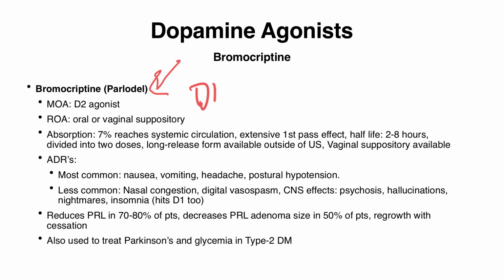Generally, most people respond to a decrease in dose of bromocriptine, or they can be switched to the next medication we talk about. Bromocriptine does reduce prolactin in 70 to 80% of patients who take it. It also decreases the size of the prolactin-secreting adenoma in half of patients. When you take them off of this medication, it is normal to see regrowth. As they're taking it, the benign tumor gets smaller, but when you take them off, it gets larger again, and they will continue to hypersecrete prolactin.